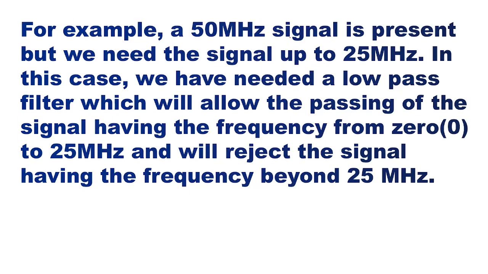Then if you take an example of it, say for example a 50 megahertz signal is present. There is a signal whose frequency is 50 megahertz, but we need the signal up to 25 megahertz only. Then in that case we don't want that extra 25 megahertz. So in this case we need a low pass filter which will allow the passing of the signal having the frequency from 0 to 25 megahertz, and it will reject the signal having the frequency above 25 megahertz. So we can select the frequency up to 25 megahertz and pass. So 0 to 25 megahertz will pass, and all the frequencies above 25 megahertz will be stopped. So it will be a low pass filtering example.